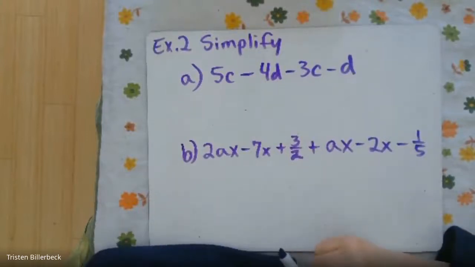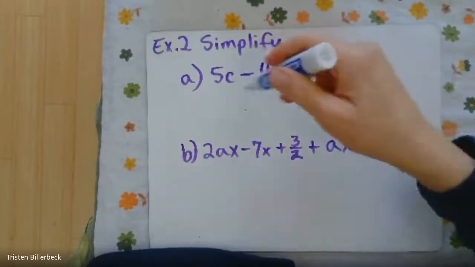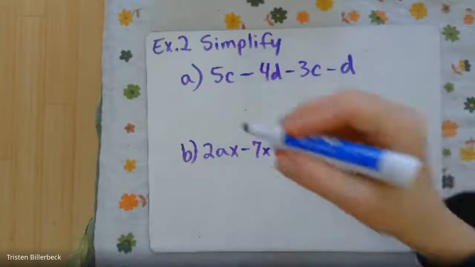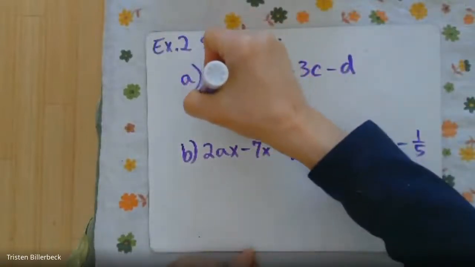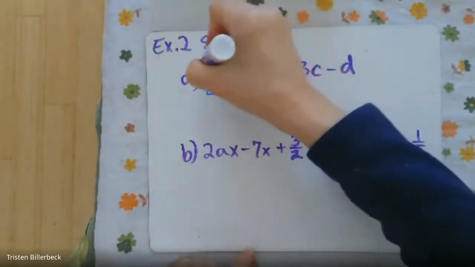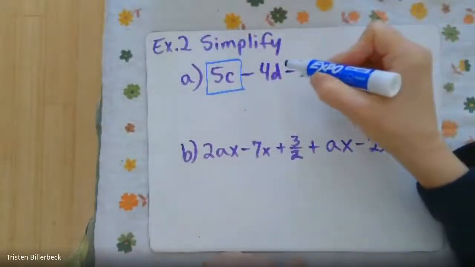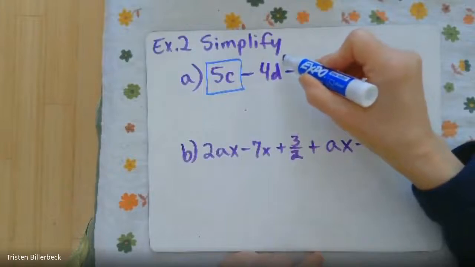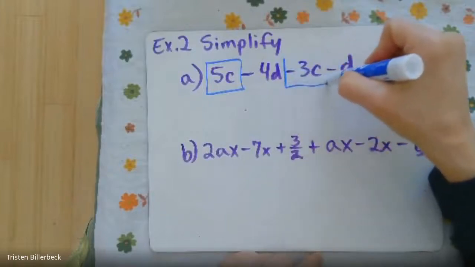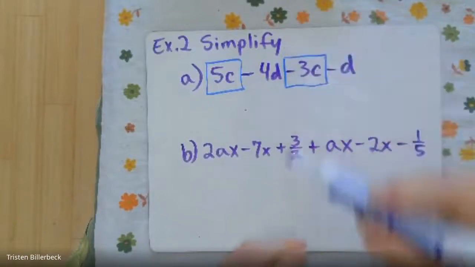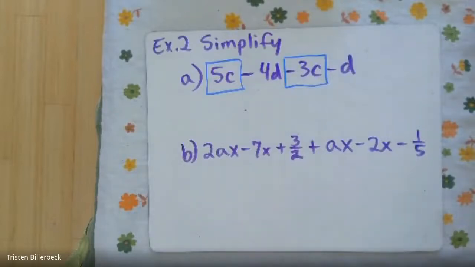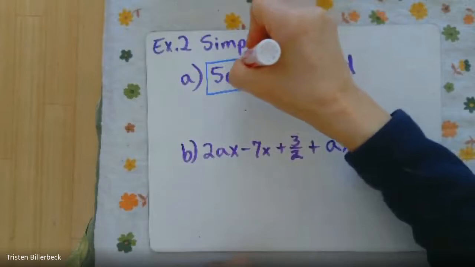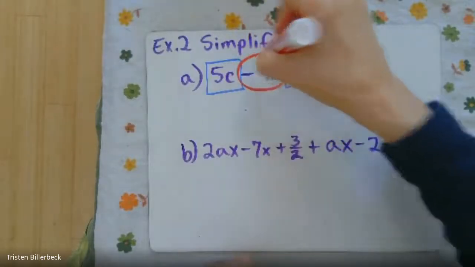Okay, so simplify. When we have two different terms, a great way to do this is to box the terms that are alike, or use some sort of method to isolate the terms that are alike. And when we have a term like this, we want to take the sign with it. Now the next one, since we used the box, let's use the circle for this one.